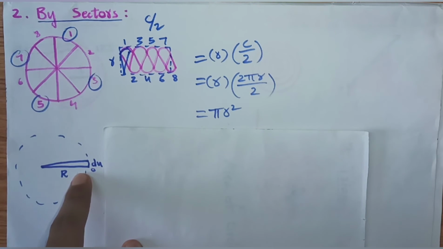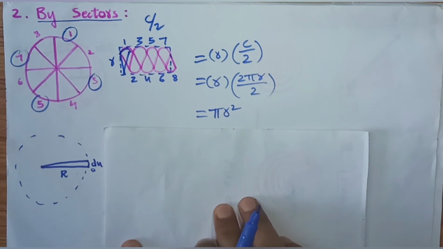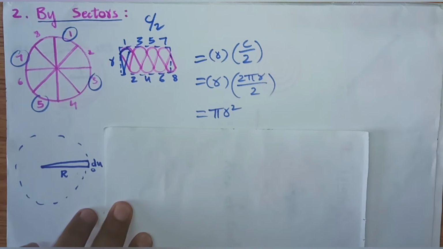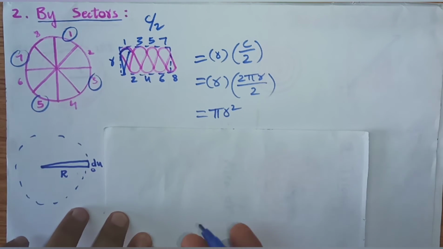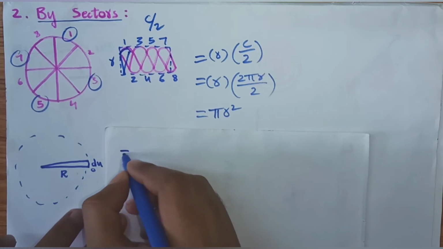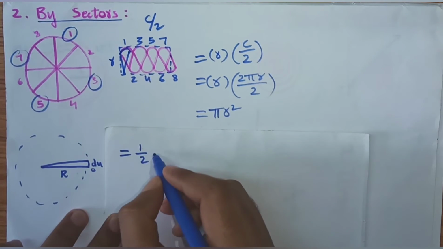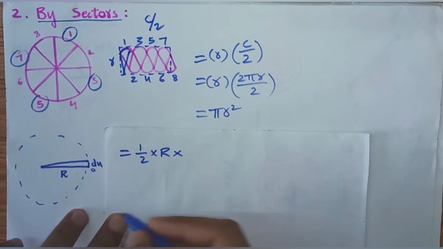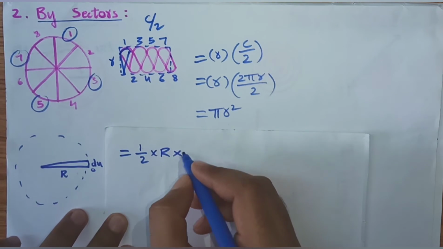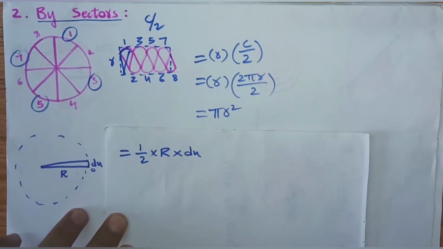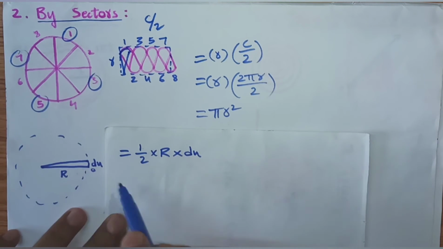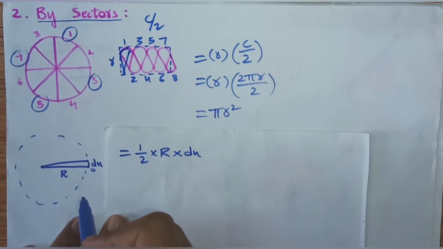I will find the area of this sector and sum it up so that I can find the area of the whole circle. Firstly, the area of this small sector or triangle, which is my assumption, will be half into base, which is radius r, into height, which is my small arc length du. This is the small area of this sector. Now if I sum it up, I can get the area of the circle. For that you need to use integration.